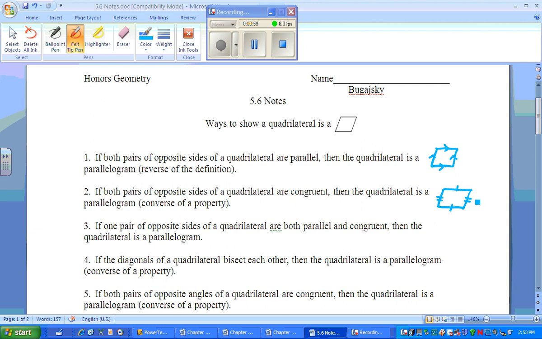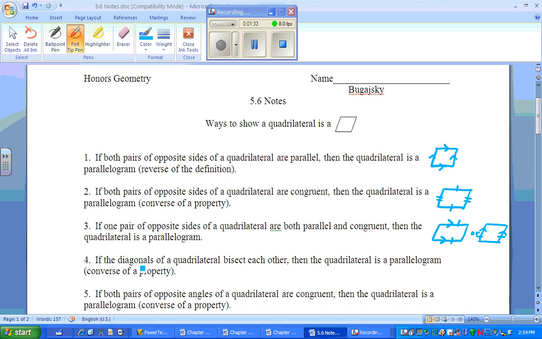Reason 3, if one pair of opposite sides of a quadrilateral are both parallel and congruent, then the quadrilateral is a parallelogram. So it says a pair is both parallel and congruent, or it could be these two sides parallel and congruent. It doesn't really matter which set it is, but it has to be one set, the same set, parallel and congruent, then you have a parallelogram.